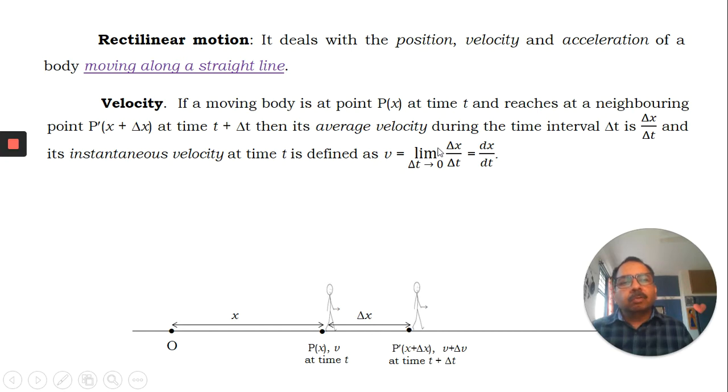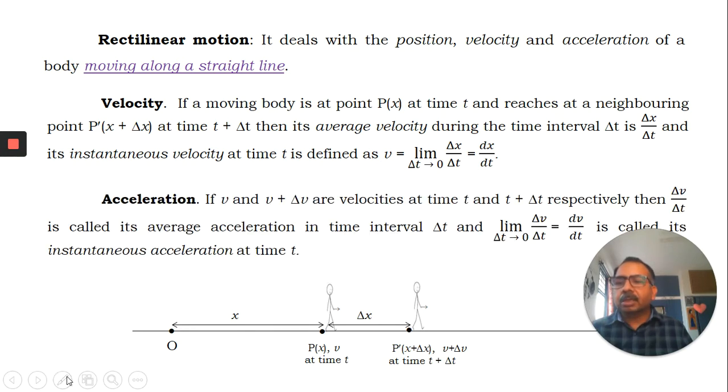Now suppose we take the time interval to be very small, then the distance covered will be very small. So that small distance over small time, as time tends to zero, gives the instantaneous velocity at point P, and that instantaneous velocity will be denoted by dx by dt.